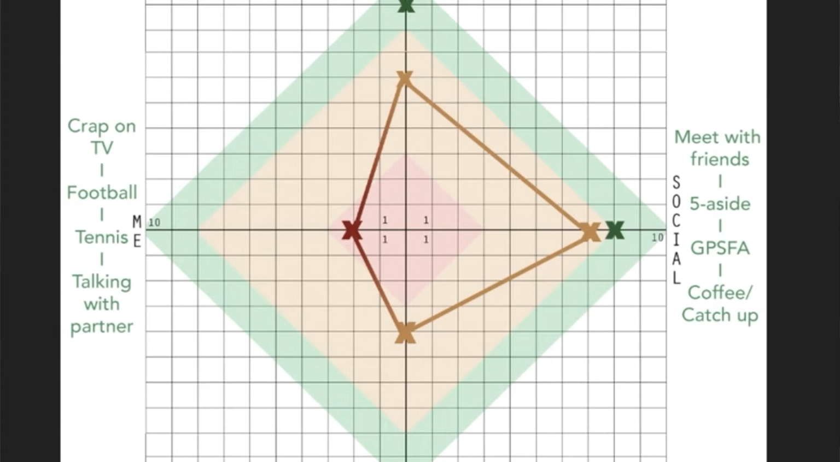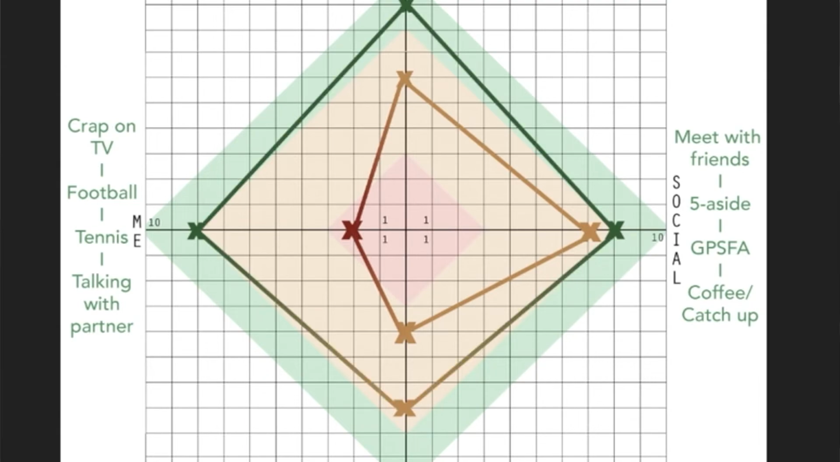It's unlikely that your balance is always going to be in the green. It's very unlikely because things get in the way. There's so much out there that we have no control over. But what we can do is take a step back, recognize what's happening, challenge it, and then try and maintain it and try and get that diamond in a much healthier position.